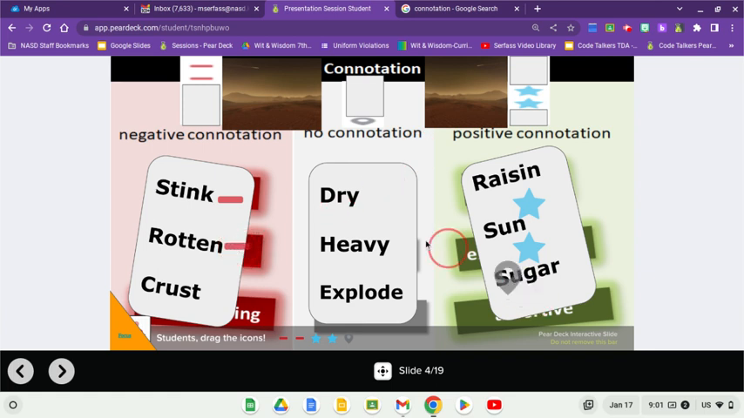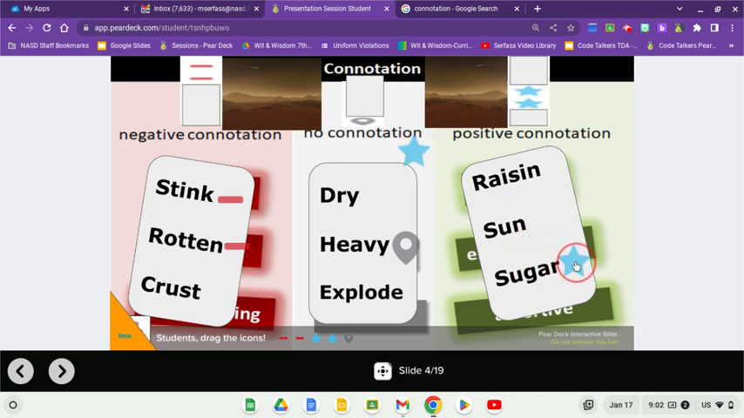Now, dry, heavy, and explode, all of those can be good or bad, right? Maybe explode might be a little bit more towards the negative side, but dry, we certainly would like our clothes to come out of the dryer dry. Heavy, we would certainly like our barbells to be heavy. Explode, we certainly want our Takis to explode with flavor, right? All three can have very neutral connotations or even positive connotations. But take a moment and choose what you want to put your neutral connotation next to now. I'm going with heavy.